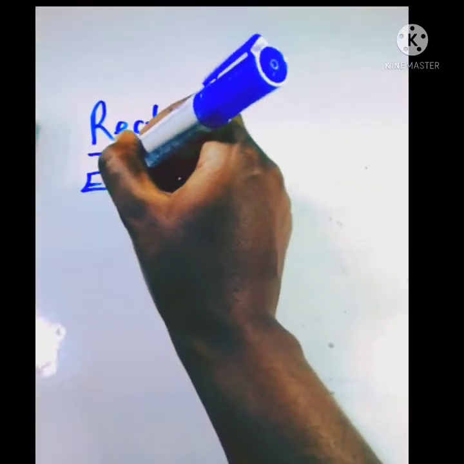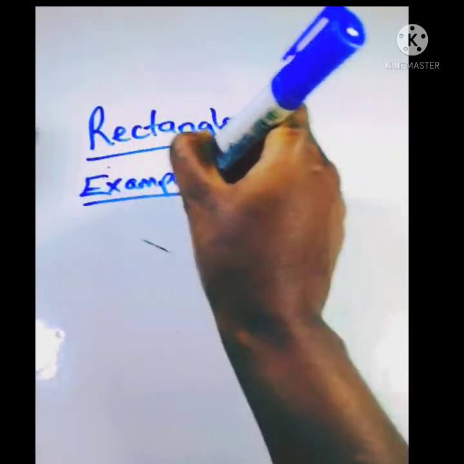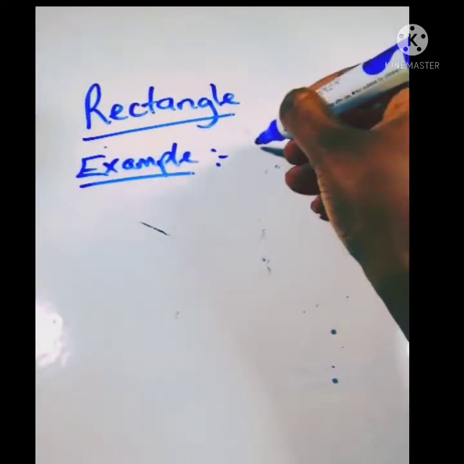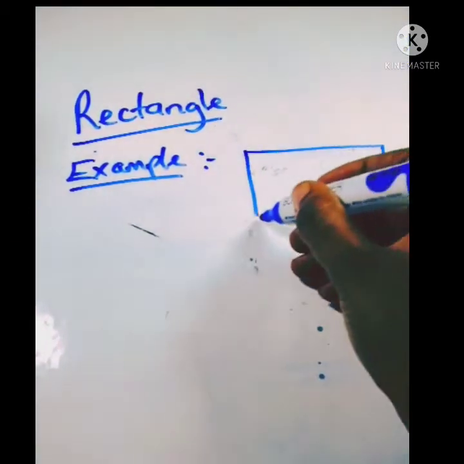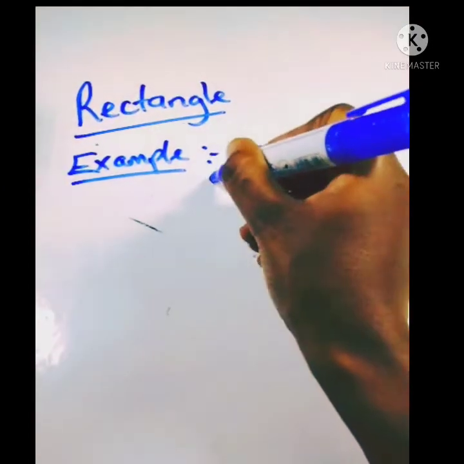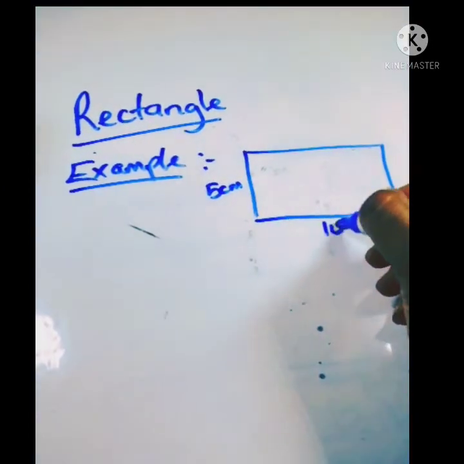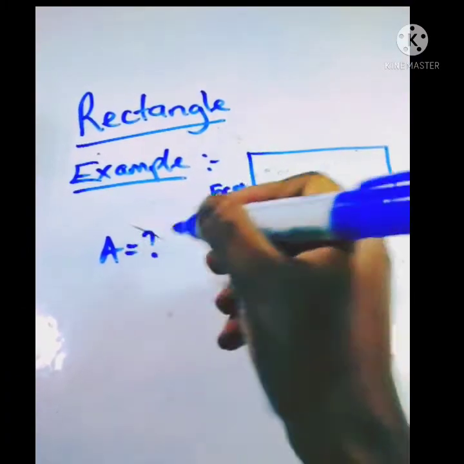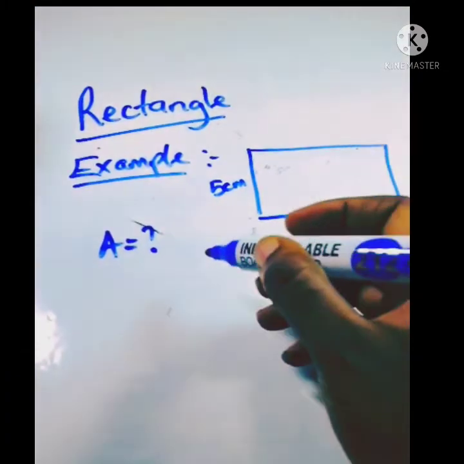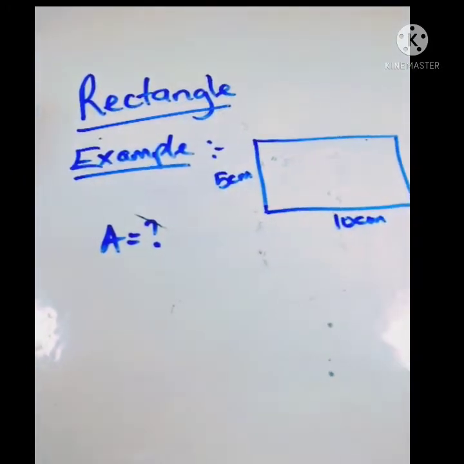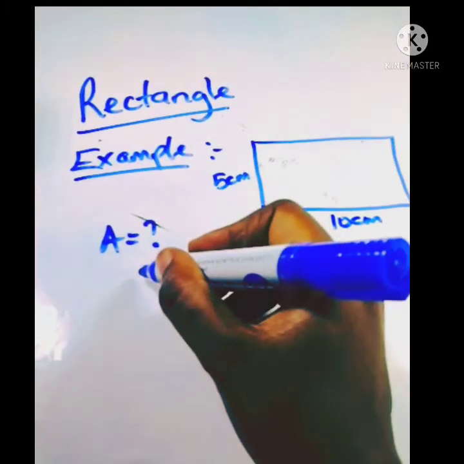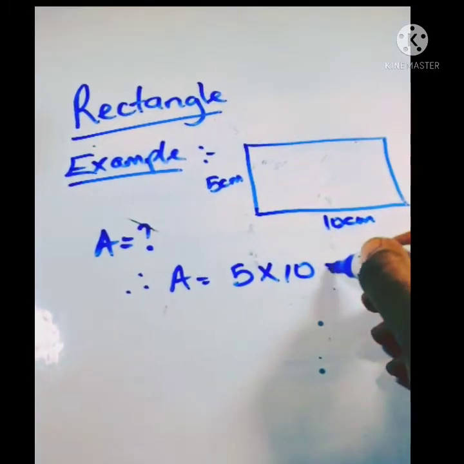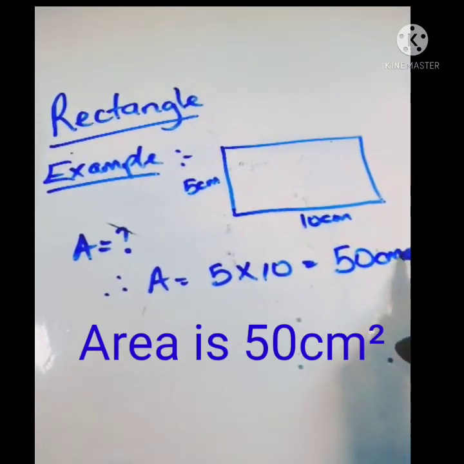Example. You're asked to find the area of a rectangle of this dimension. Let's assume this is 5 centimeters and this is 10 centimeters. What is the area? That will be the length, which is 5 centimeters, times the breadth. So the area is equal to 5 times 10, equal to 50 centimeters.